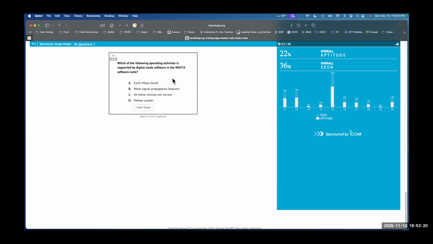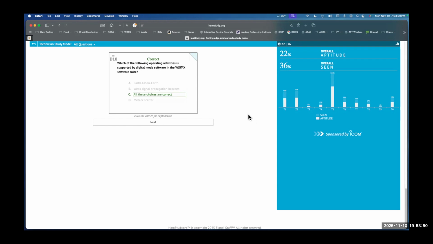Okay. So in this case, it's C. All these choices are correct. So that's what I like about Ham Study. You now kind of understand, we've gone through and we've talked about almost every question. We've got one unit left, but Ham Study will help you with the questions that you have difficulty with, and it will keep drilling you until you know the answers to the questions that you miss.